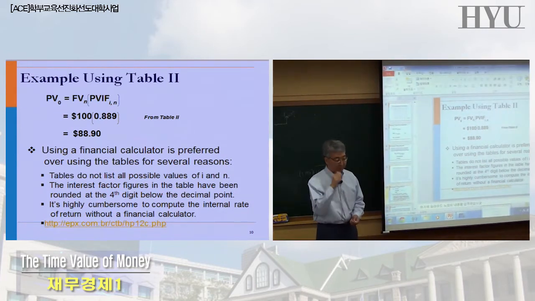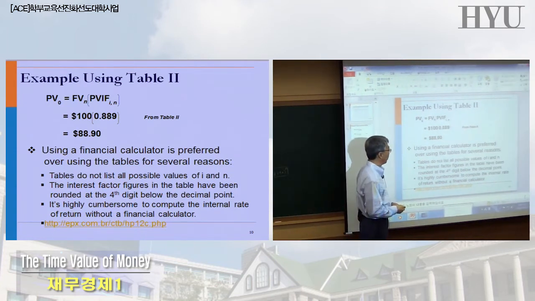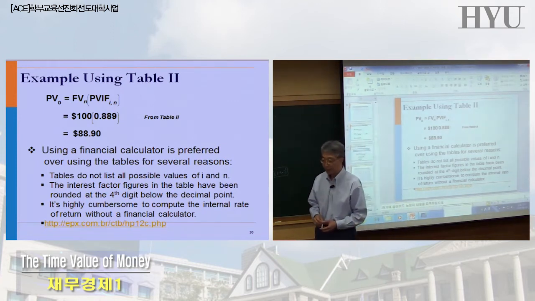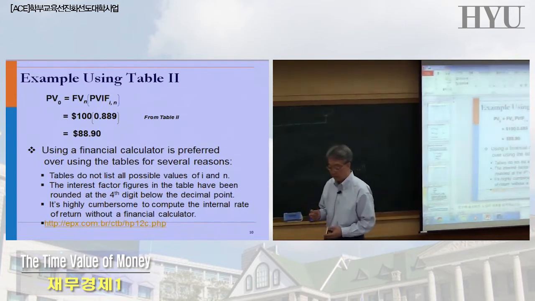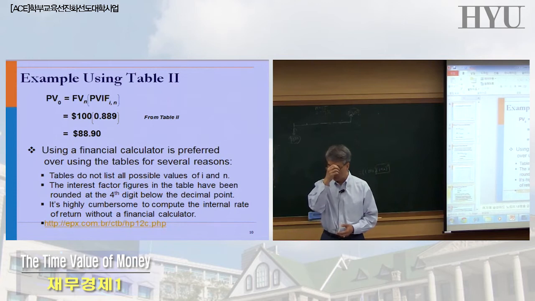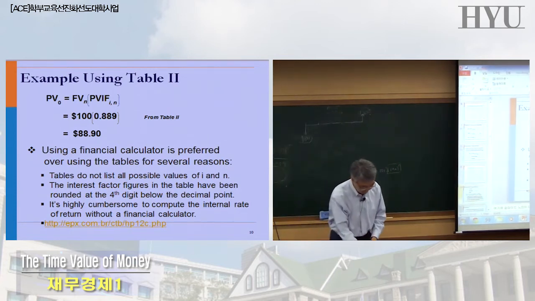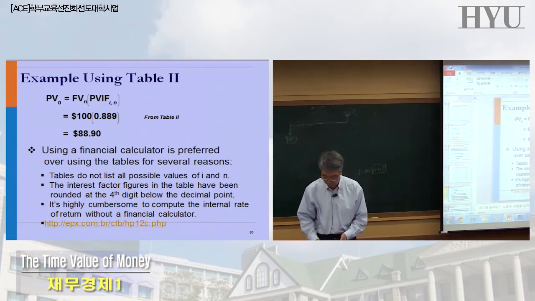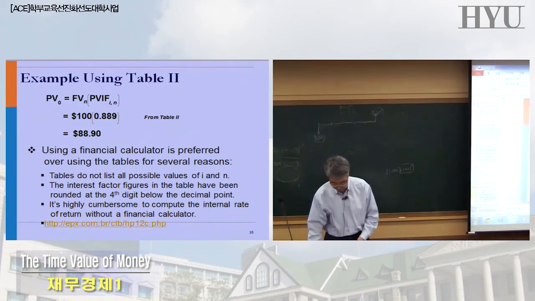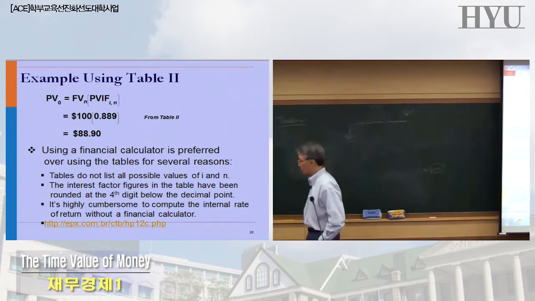In other words, because the market interest rate is 4%, if you invest $88.90 today and leave it there for 3 years, then you can make it grow to $100. That's the idea. So again, you can use the table in class, but here are some comments I talked about.